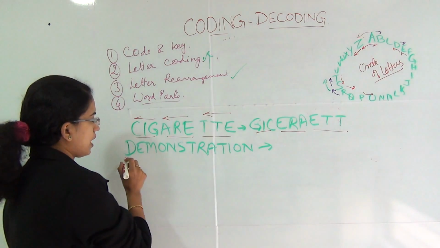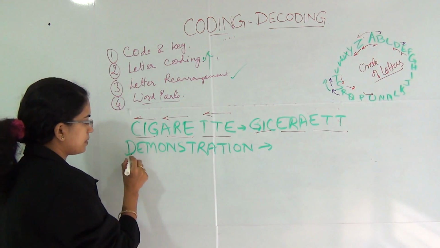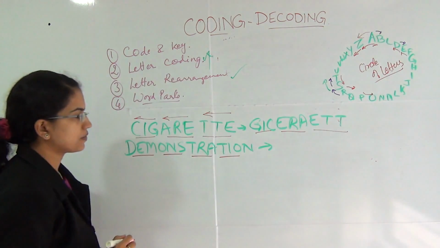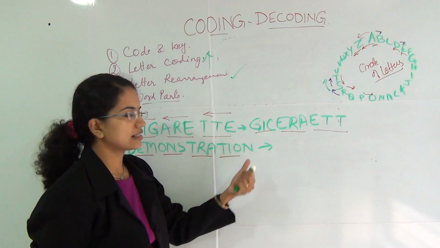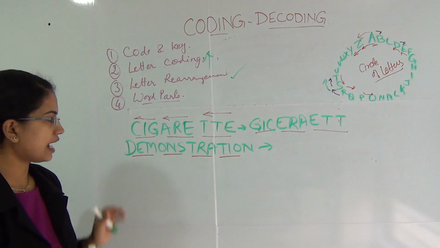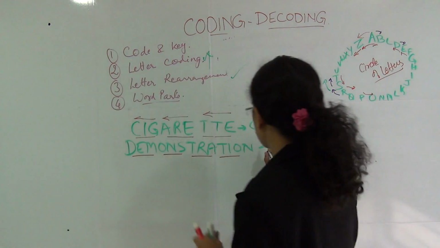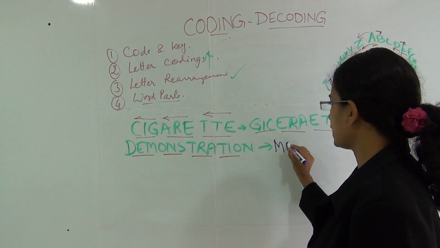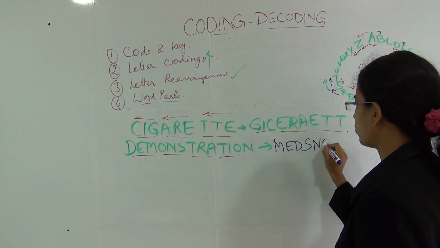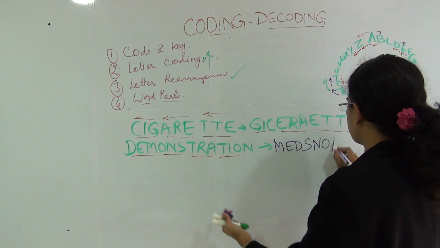So if I have this question and I want to find out the code for this, what would it be? I will break it into triplets. But after breaking it into triplets, you have one letter that is left. Now what to do with that one letter? I leave it as it is and I reverse the order for the remaining. So DEM becomes MED. ONS will become SNO. TRA would become ART.